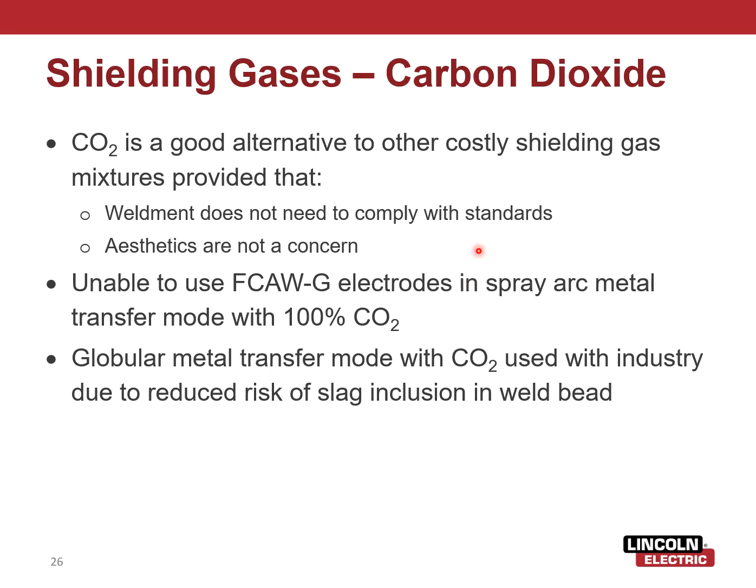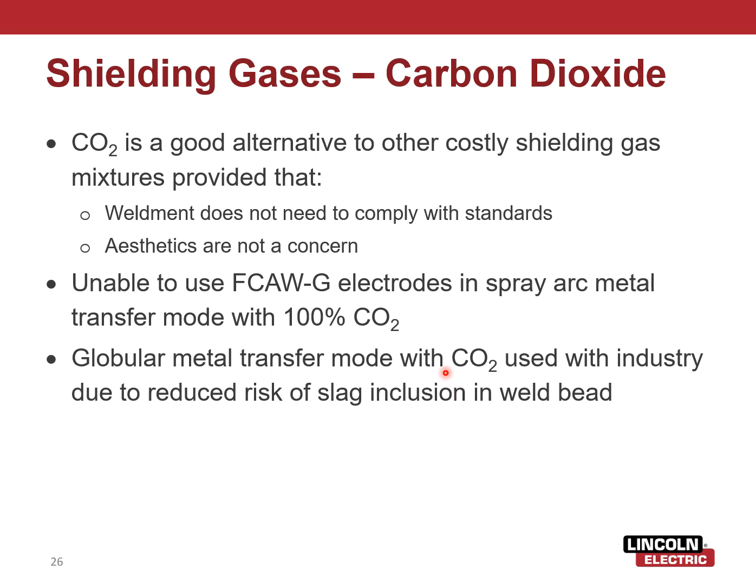So, usable or unable to use gas electrodes and spray arc metal transfer made with 100% CO2. Just like in the GMAW process, you need a certain amount of argon in order to do spray transfer. So if you're using a flux core wire and you're using 100% CO2, you will not be able to do that as a spray transfer process. And then globular metal transfer will work with CO2, and that's used a lot. But most of the time, if you can, you're going to do that spray transfer just from the efficiency standpoint.